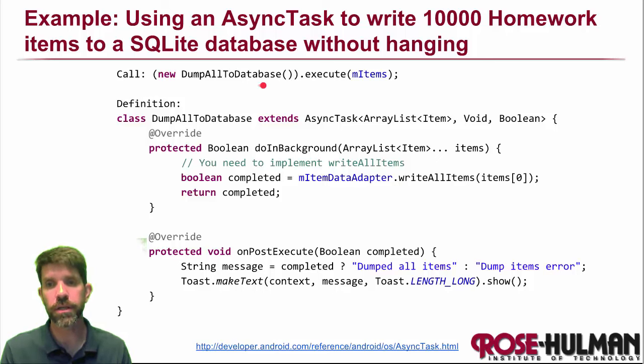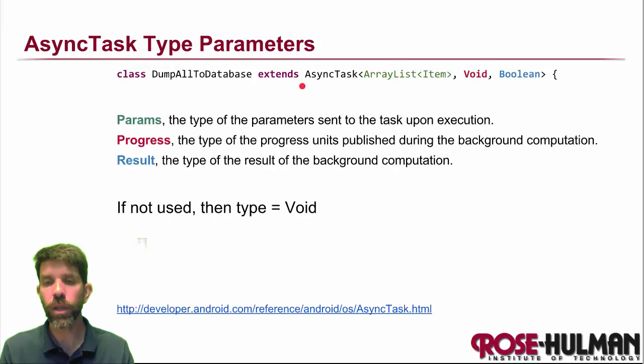So make a new dump all to database, and then call .execute, and then pass in any information that I want to send into it, in this case, the array list. Let's talk a little bit more about these parameters here. So you notice we have 3 things. So this is basically for input, progress, and output.